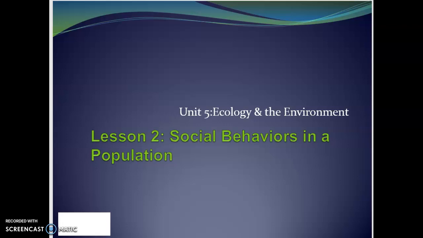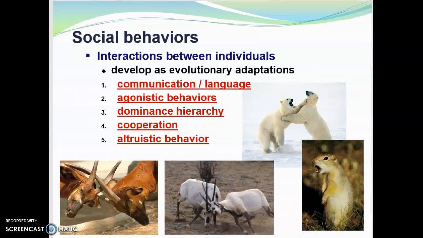All right, so this is lesson 2 of Unit 5. We're going to talk about social behaviors in a population today. There are 5 social behaviors you need to know. We will cover each of these 5. So what exactly is a social behavior? Well, social behavior is an interaction between individuals of the same population. And they've developed it as evolutionary adaptations for each of the types we're going to talk about.